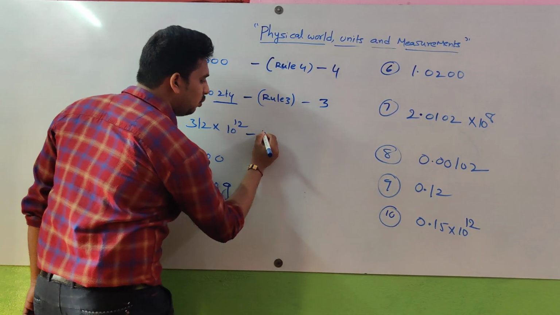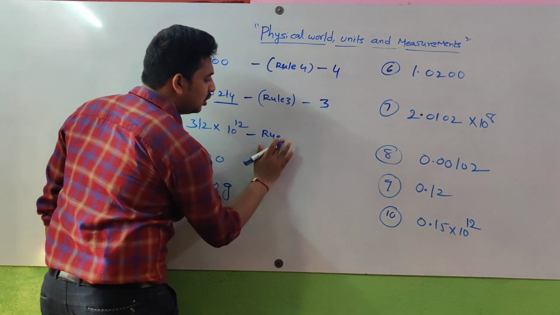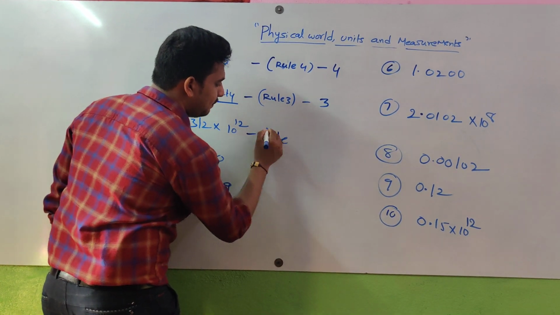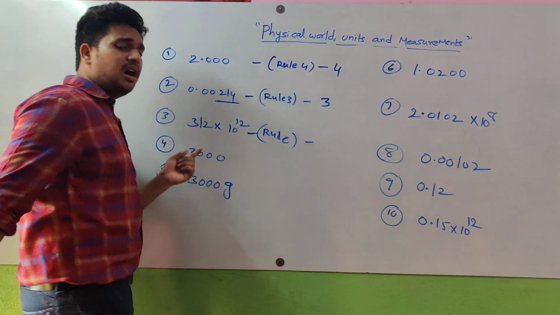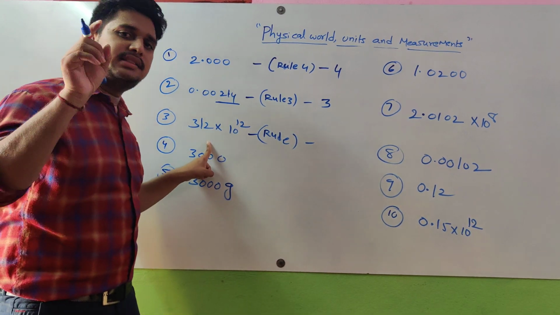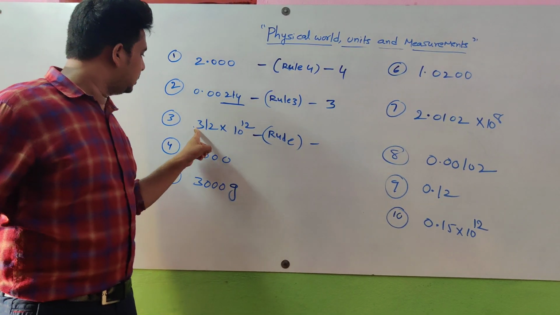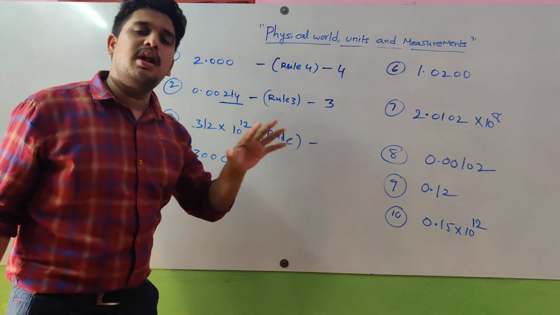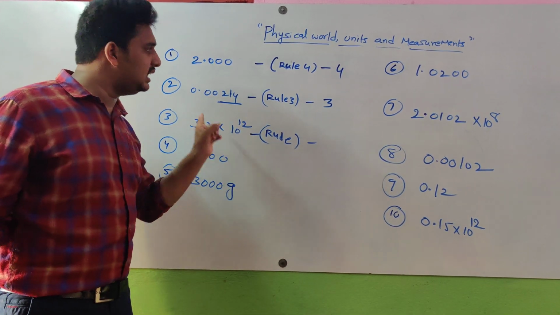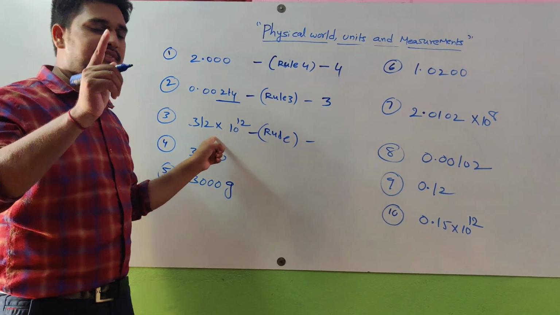According to rule 1. What is rule 1? All non-zero digits are significant figures. 3, 1, 2 are all non-zero digits. That's why these 3 are considered significant figures.